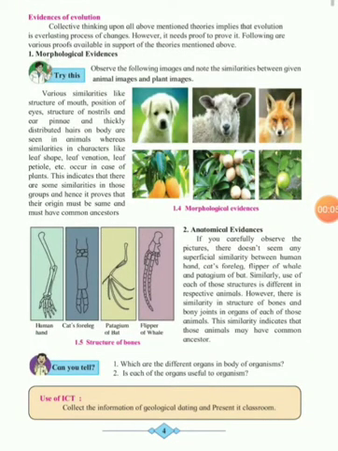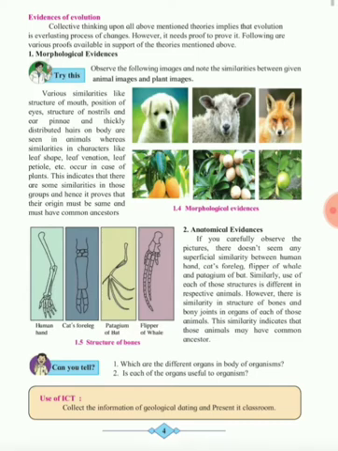Hi everyone, in this topic we are going to learn about evidences of evolution. So what exactly are evidences of evolution? We are going to see morphological evidences and anatomical evidences. What is the difference between morphological evidences and anatomical evidences? Let's begin to see them one by one with various examples.